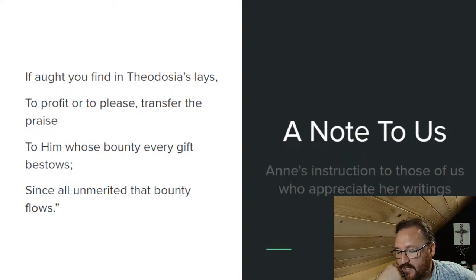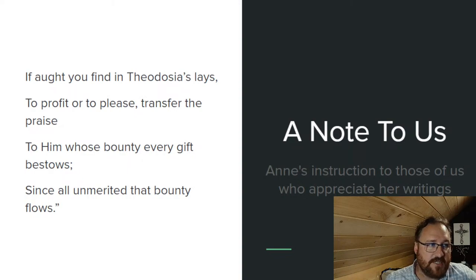She published her works under the pseudonym Theodosia, and so that's the reference here. She writes into this to anyone into the future. She says, "If aught you find in Theodosia's lays," meaning her writings, "to profit or to please, transfer the praise to him whose bounty every gift bestows, since all unmerited that bounty flows." In other words, if you take any pleasure or any profit or any help from these things, don't give me the credit for it. Give glory to the one from whom all grace flows, because all things unmerited from him flow.